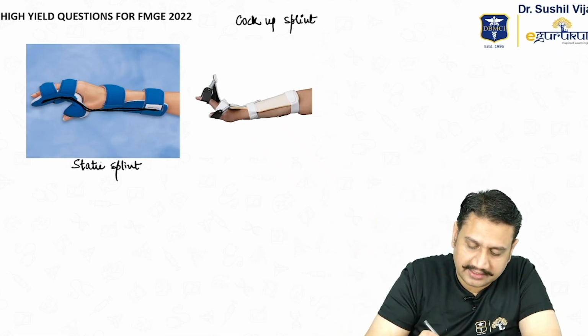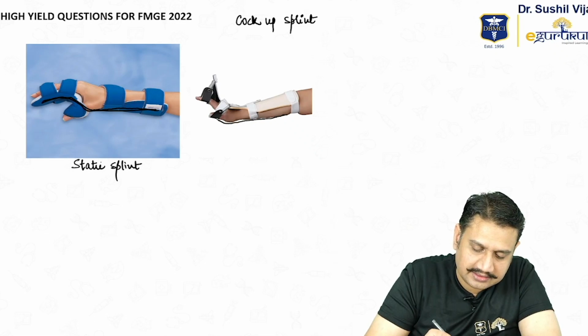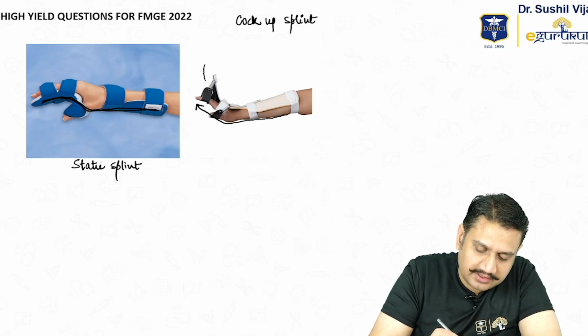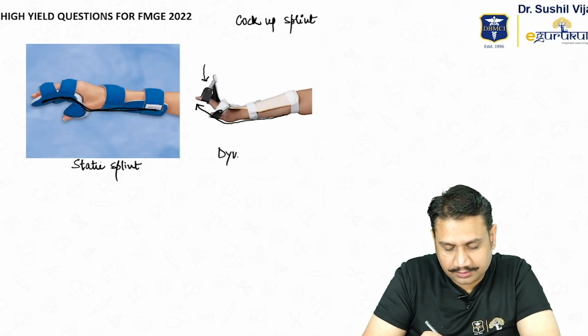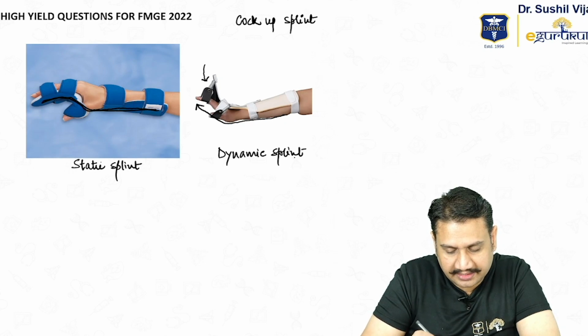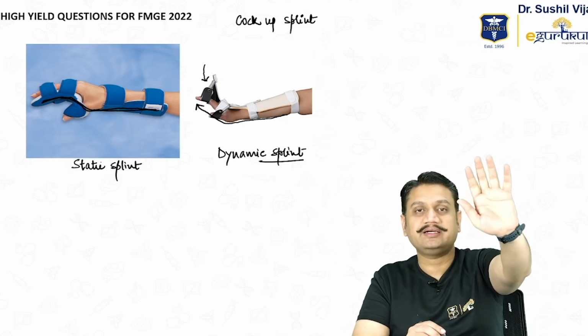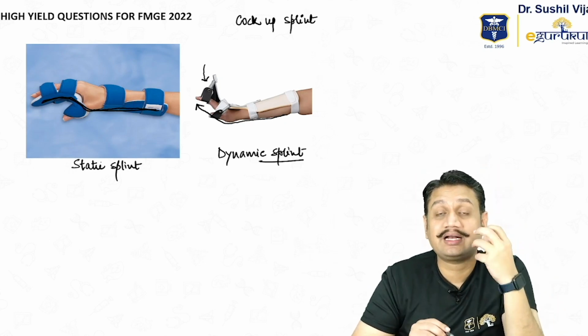This one on the other hand is like this. Now here what do you observe? The springs are applied. When you have the springs, this splint is known as the dynamic splint. So what is that dynamic splint here? What about dynamization? It means you are able to move.